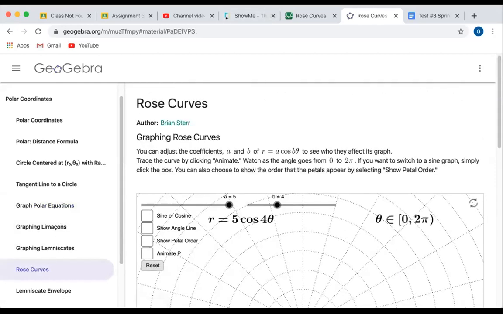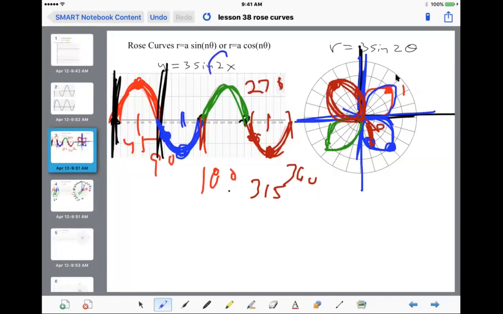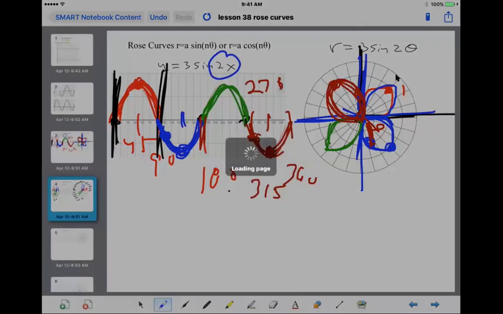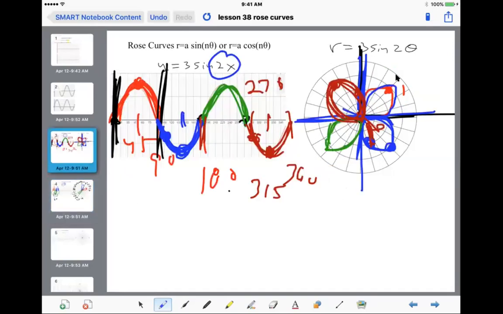Okay, so now let me get back to the iPad. Both of the examples we've seen so far have an even coefficient. This one had a 2. This one had a 6. And you notice how the answers both had symmetry. They both had pole symmetry, and they had all the different kinds of symmetry.